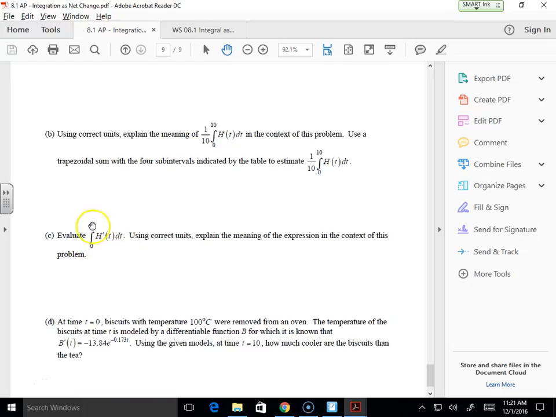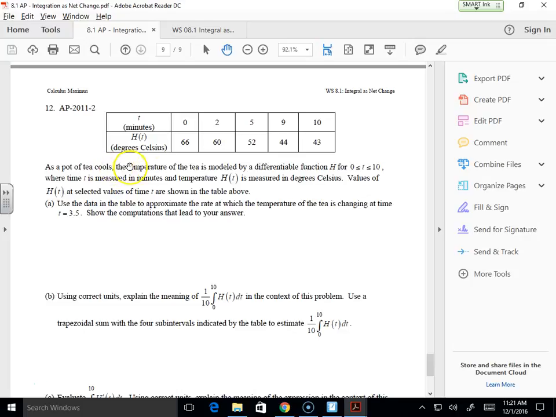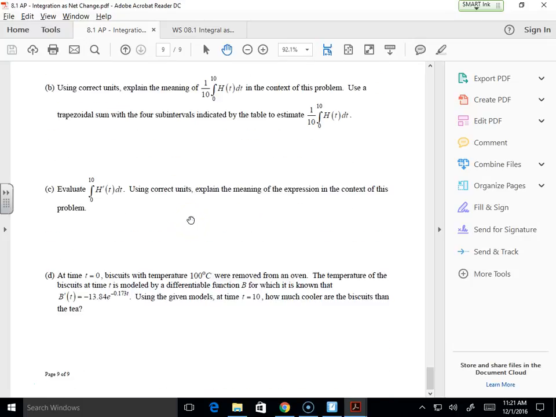Letter C, 0 to 10. How do I find this? Fundamental theorem of calculus. How do I find the integral from 0 to 10 of h prime? Plug in H of 10 minus h of 0. Perfect. And then what is it going to be? This is the integral of the rate, which means the change in temperature, right? The overall change in temperature from 0 to 10. And technically it'd be how much the pot of tea cools overall, right?